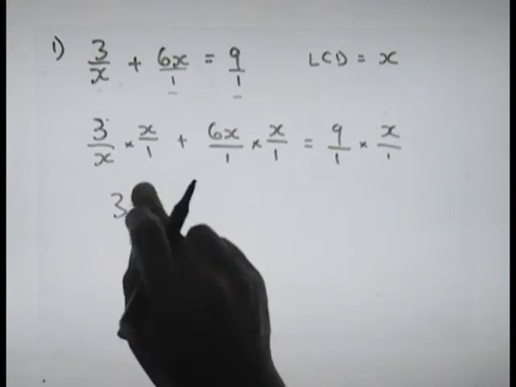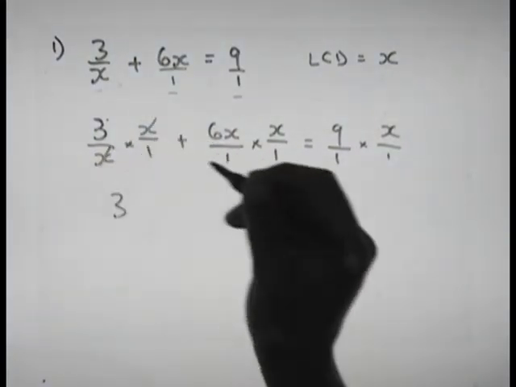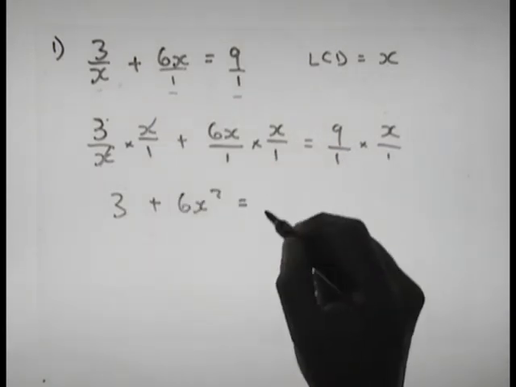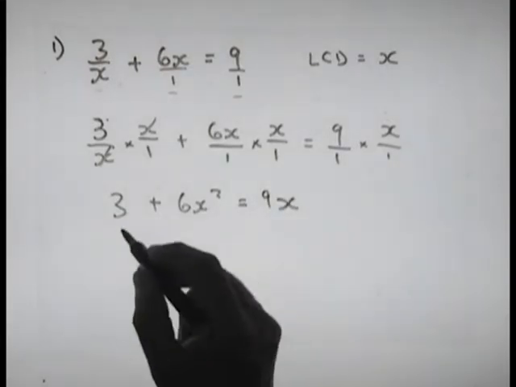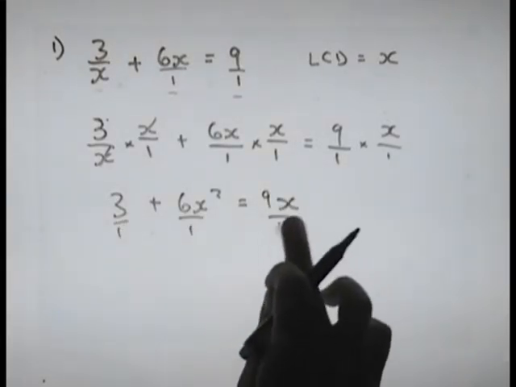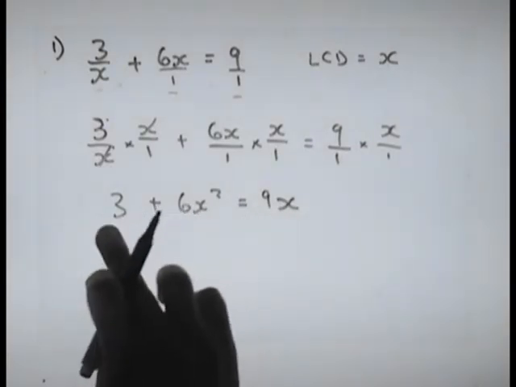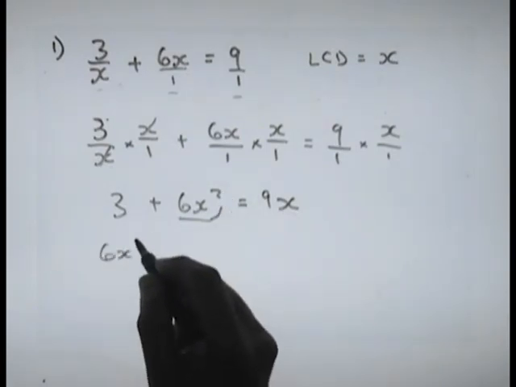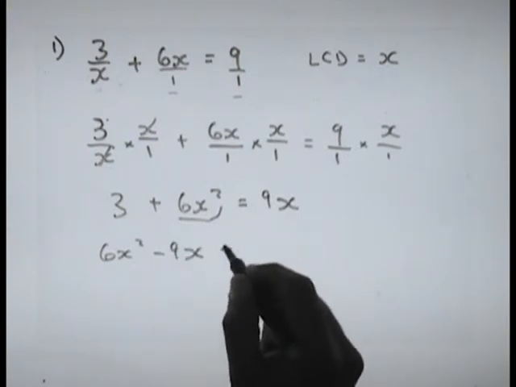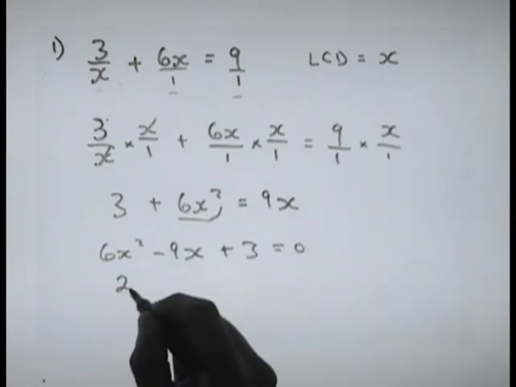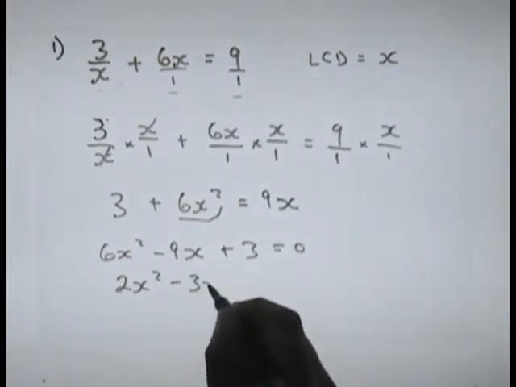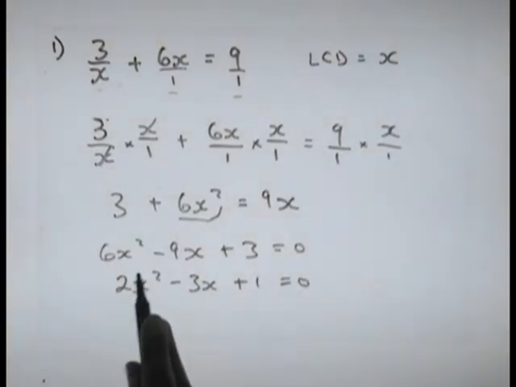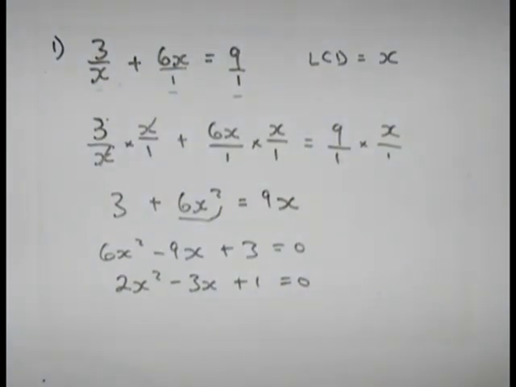This is going to give me 3, because the x's will cancel, plus 6x squared is equal to 9x. It's all over 1, so I don't need to put that in. I can leave that out. Take everything across to one side because it's x squared, so that will be 6x squared minus 9x plus 3 is equal to 0. That means that 2x squared minus 3x plus 1 is equal to 0. The reason that became 2 is because I divided everything through by a common 3.